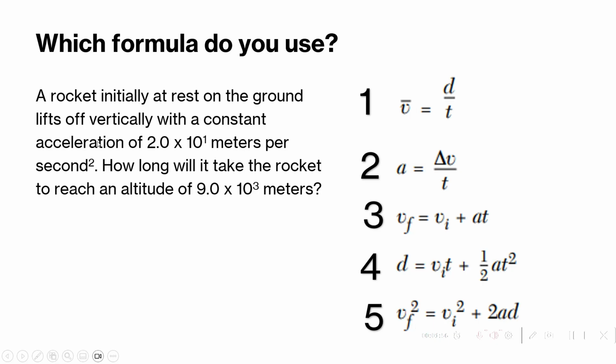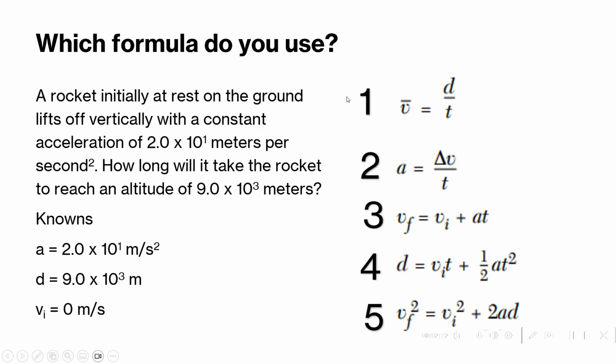So which formula do you use for this question? A rocket initially at rest on the ground lifts off vertically with a constant acceleration of 2.0 times 10 to the 1 meters per second squared. How long does it take the rocket to reach an altitude of 9.0 times 10 to the 3rd meters? Okay, so we know that this is constant acceleration, so we are not going to be using the first one. Here are our knowns. Which one of the formulas, 1, 2, 3, 4, or 5, are you going to use to do this? You're going to answer in the puzzle.